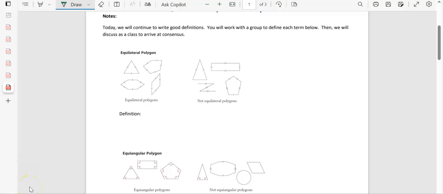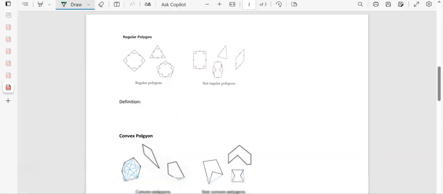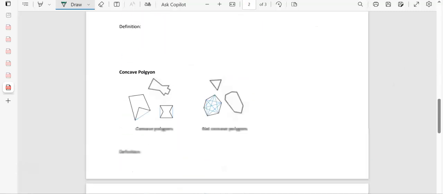Hi everyone, here we are for the second part of lesson 1.4. Remember that we are looking at polygons, the general definition, and we looked at congruent polygons and just the pieces of polygons, including what it means to be consecutive, as well as looking at diagonals. So for this part of the lesson, we are going to define equilateral polygon, equiangular polygon, regular polygon, convex polygon, and concave polygon.